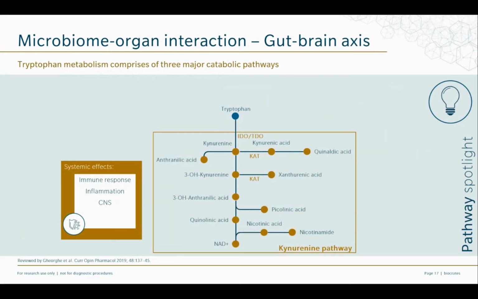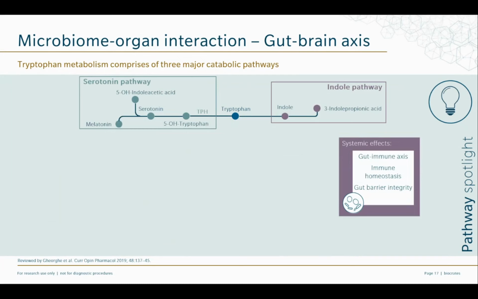Up to 95% of tryptophan enters the kynurenine pathway. This pathway gives rise to both neuroprotective and neurotoxic metabolites. But it is also an example for the gut immune axis, since this pathway can be highly induced by inflammation, and its activation leads to an anti-inflammatory response.